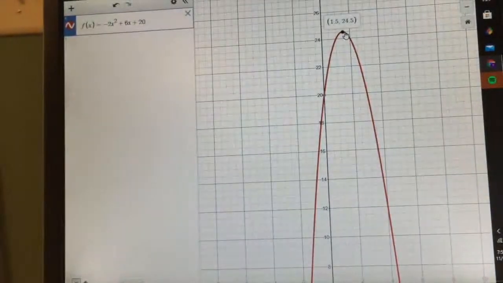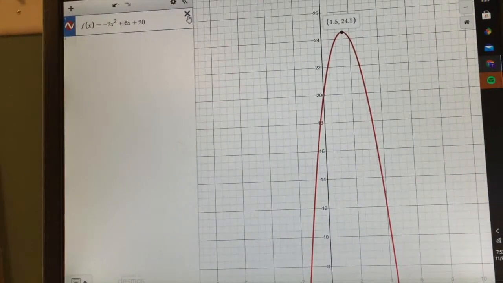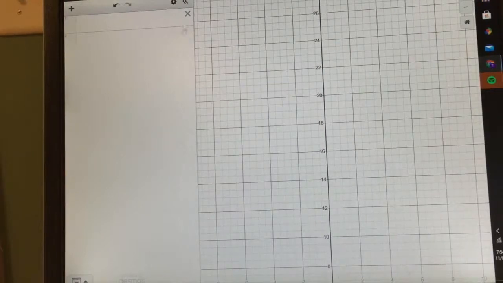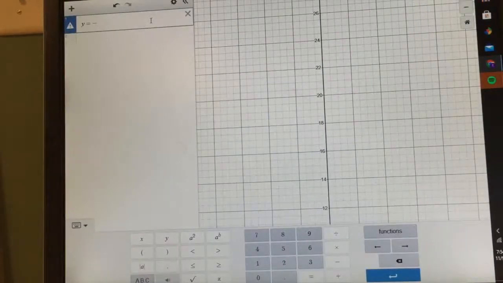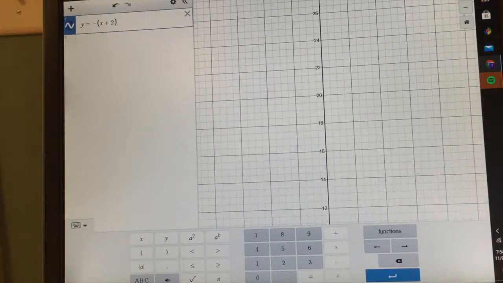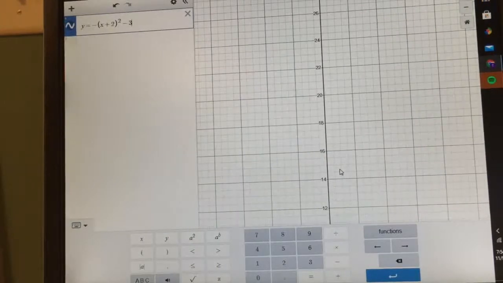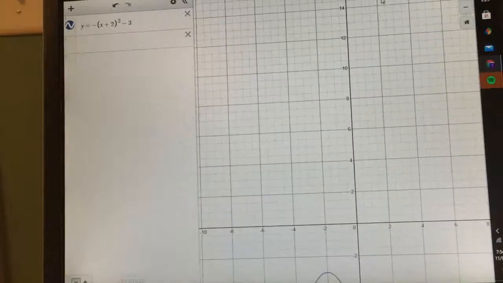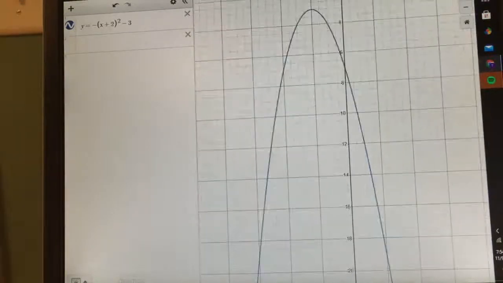Okay, so let's go to the next one. I'm going to delete this equation and put the next one in. I'm going to put y equals, and this one is negative, and then in parentheses, x plus 2, and then I'm going to square it and put minus 3, and then it should graph that. It's graphed somewhere, but we can't seem to see it. If you look at that, there it is.